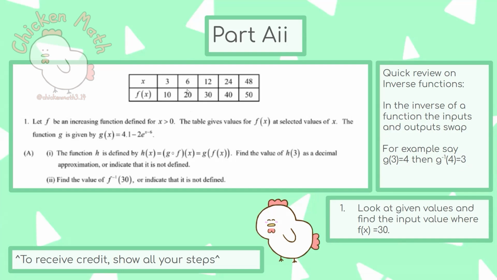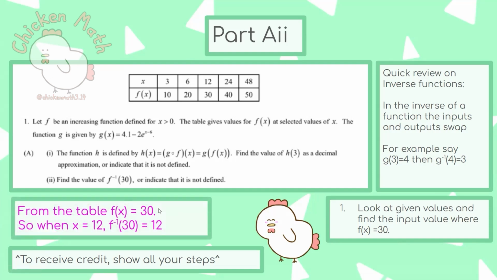So let's take a look at our chart. We're going to be looking at f inverse 30. So since 30 is our input for this inverse, we're going to be looking at output values that are 30. So if we see right here, our output is 30 when our input of our original function is 12, which means for the inverse, that will be our output. It's a little bit confusing to think about, but just think about the inputs and outputs swapping.